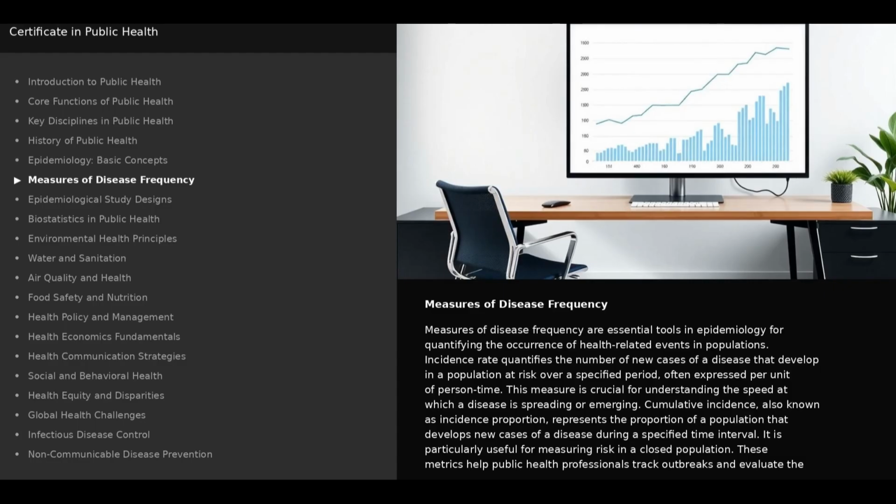Cumulative incidence, also known as incidence proportion, represents the proportion of a population that develops new cases of a disease during a specified time interval. It is particularly useful for measuring risk in a closed population. These metrics help public health professionals track outbreaks and evaluate the effectiveness of prevention programs. They provide critical insights into disease dynamics and population health.